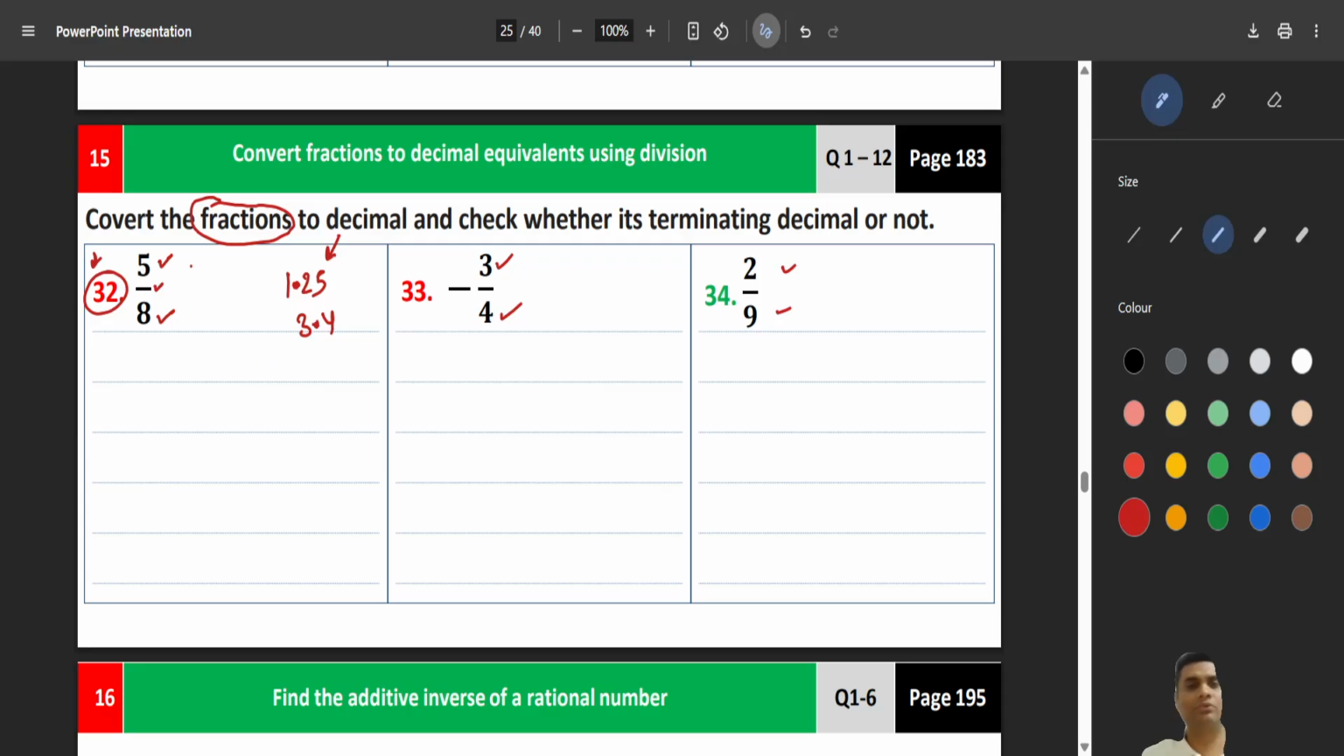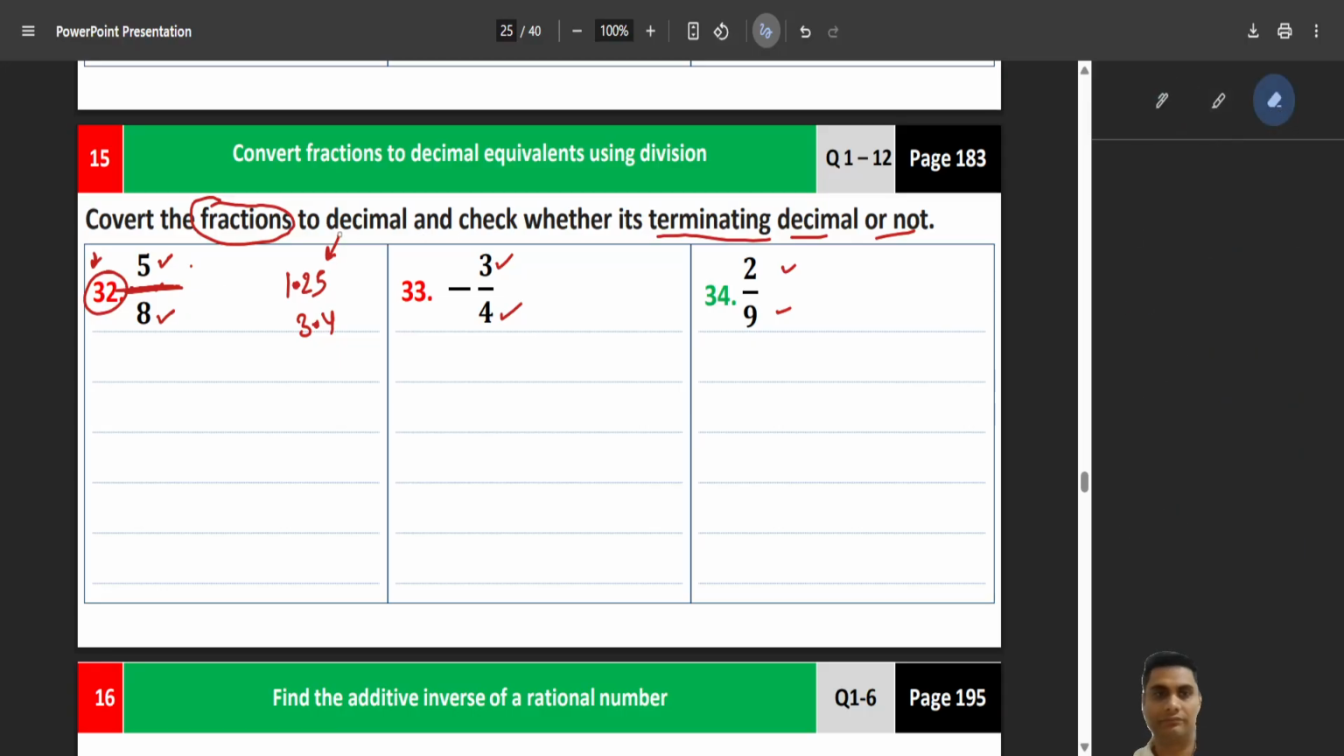How are we going to do that? By doing taksim. Why? Because this line means what? Taksim. This line means taksim. And we have to check whether it is terminating decimal or not. Now what is the meaning of terminating? See, let me erase all this.